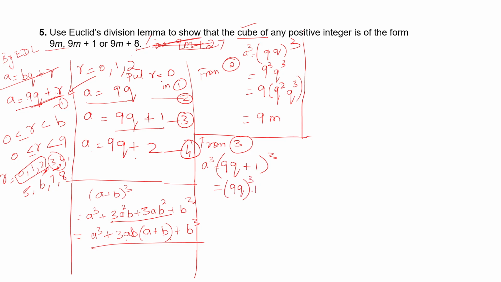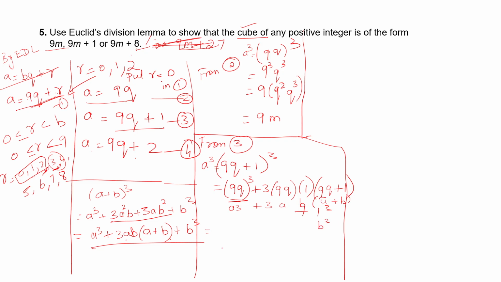So a cube plus 3ab into (a plus b), with a as 9q and b as 1, plus b cube. Okay, so this is done. What is this? a cube plus 3ab into (a plus b) plus b cube. Getting it? Please expand by yourself if you are getting confused. Expand and see. Okay. So now what do we require outside?